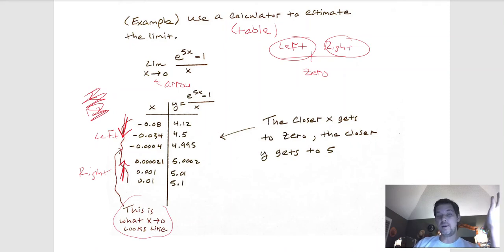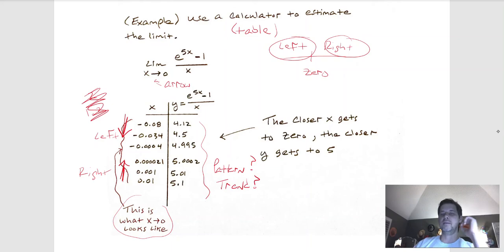To get the y's out of this function, I just have to do the calculation. How does a function work? You put a number in, you get a number back out. In this case, you put x in, you get y back out. Okay, so let's see. With my calculator, if I put in negative 0.08, I get 4.12. If I put in negative 0.034, I get 4.5, and so on. These are the numbers. Now, what pattern do you see? Look at that. Do you see a pattern to those? Do you see a trend?